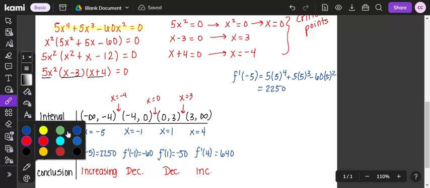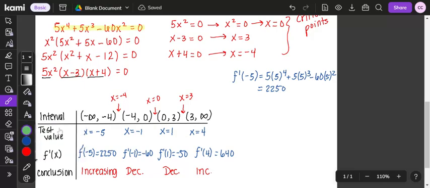Okay, now, this table is called the first derivative test. It is just a quick way to figure out some information about a function, even if you weren't given the picture. And from this table, I can actually sketch what this function should kind of look like.